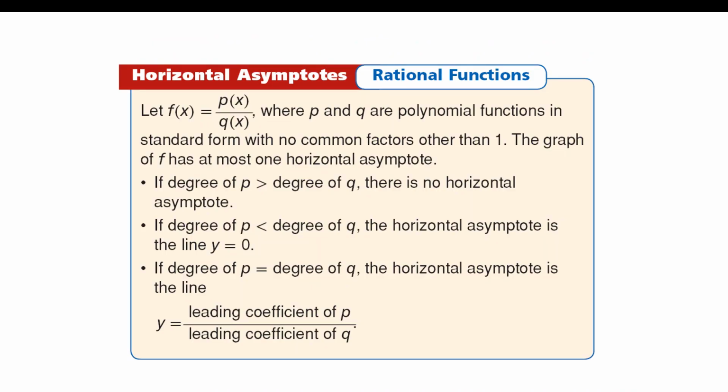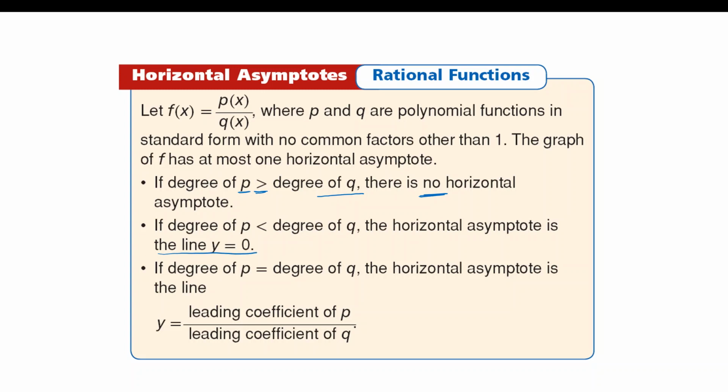All right, here's a chart to help you find the horizontal asymptotes. If you have a function, let f of x equal p of x over q of x, where p and q are polynomial functions in standard form with no common factors other than 1. The graph of f has at most one horizontal asymptote. So here's how we find the horizontal asymptote. If the degree of p is greater than the degree of q, there is no horizontal asymptote, okay, none.